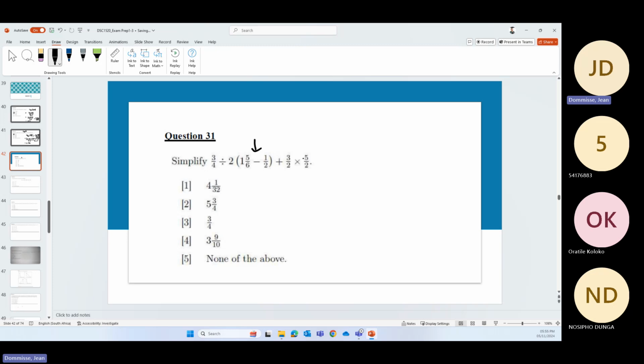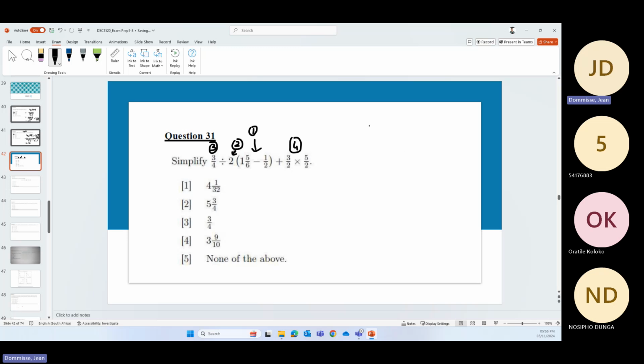3/2 times 5/2. So first, we're going to do the bracket. Then we're going to multiply by 2. So that's the second step. Third step, we're going to say 3/4 divided by that. Fourth step, we're going to do the multiplication and then add everything together.